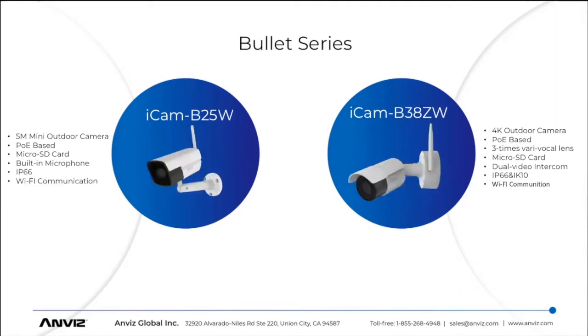We have 2 bullet series, the same as the dome. We have a mini bullet called B25, and a big bullet we call B38ZW. One is a fixed lens for 5 mega, and one has the 3 times varifocal lens. Both of these cameras come with PoE, micro SD card, and also Wi-Fi function.